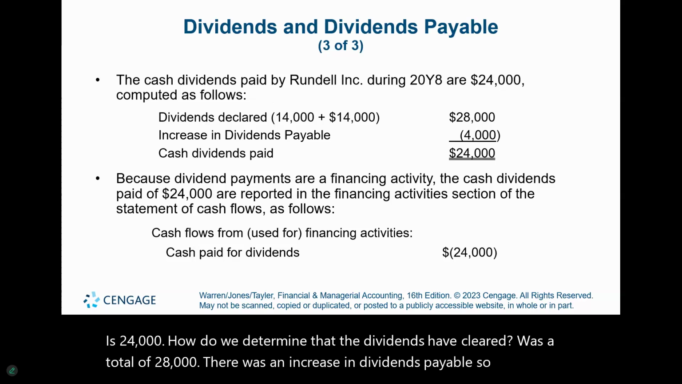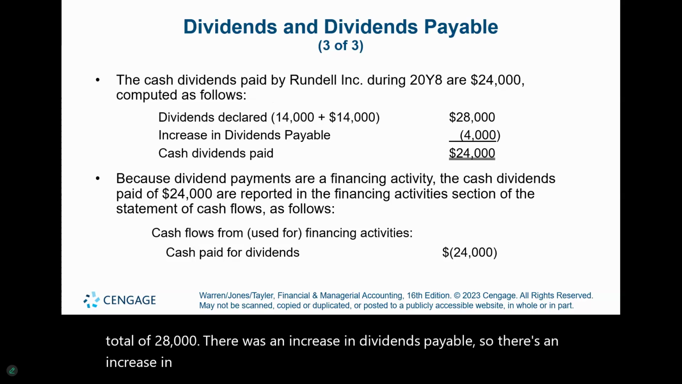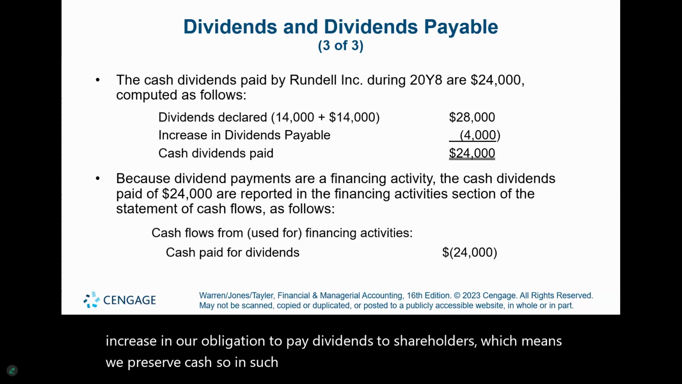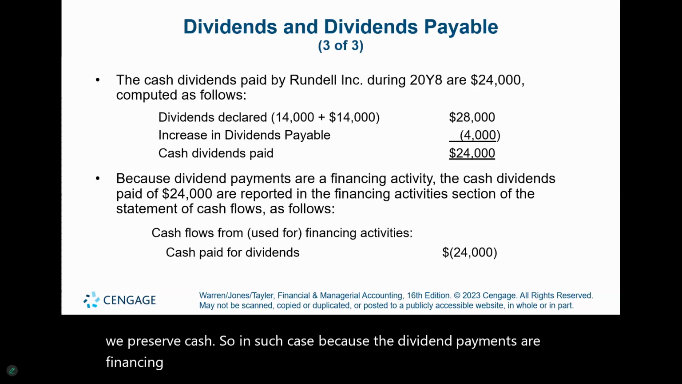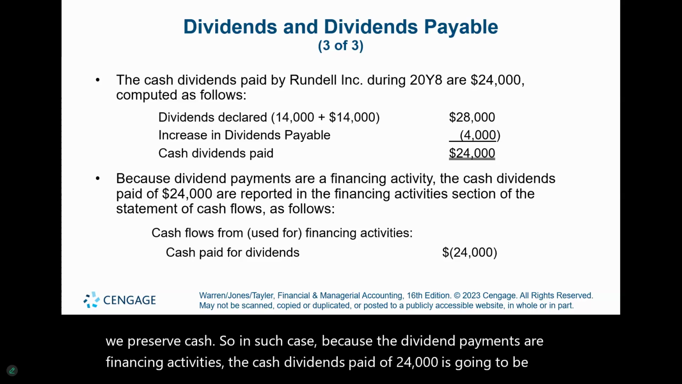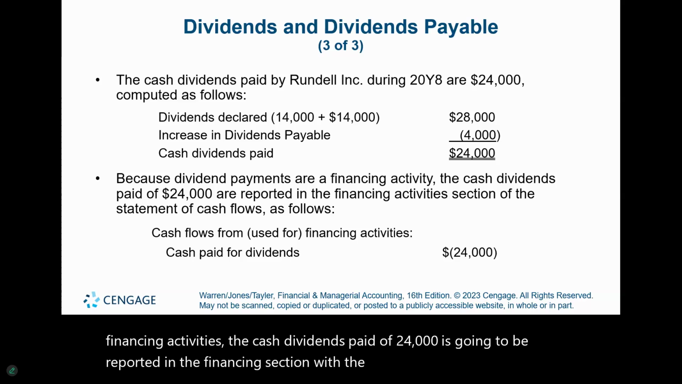So there's an increase in our obligation to pay dividends to shareholders, which means we preserved cash. So in such case, because the dividend payments are financing activities, the cash dividends paid of $24,000 is going to be reported in the financing section with the description: cash paid for dividends, $24,000.